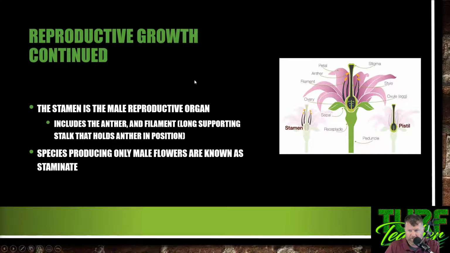But the stamen is the male reproductive organ. It includes the anther and the filament, the long supporting stalk that holds the anther in position. The anther is these little orange fellers right here. We've got the filament, which is these structures right here that actually hold up the anther, like I said. And the species that produce only male flowers are known as staminate.